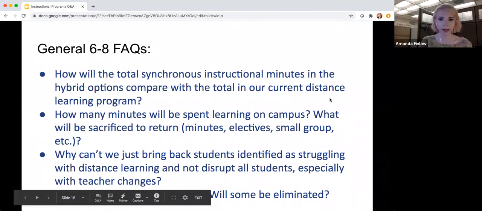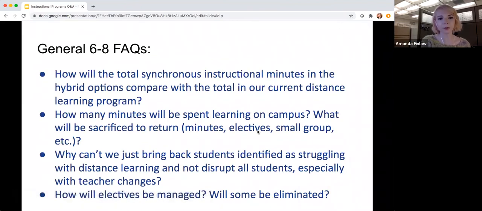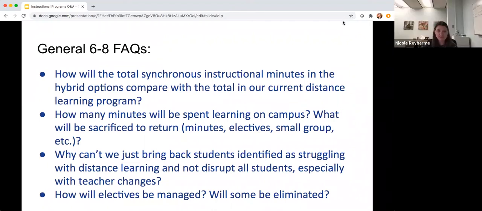Middle school, grade 6 to 8 questions. How will the total synchronous instructional minutes in the hybrid options compare with the total in our current distance learning program? First I want to say that we really do appreciate all of the questions that have come in about the various hybrid options. I want to make sure that we understand that none of these hybrid schedules are the chosen schedule. They are all just a variety of options that we are considering as we design what coming back to school in person is going to look like.